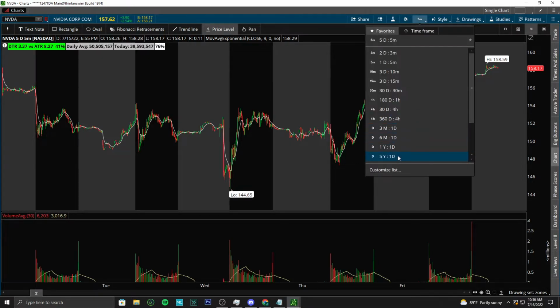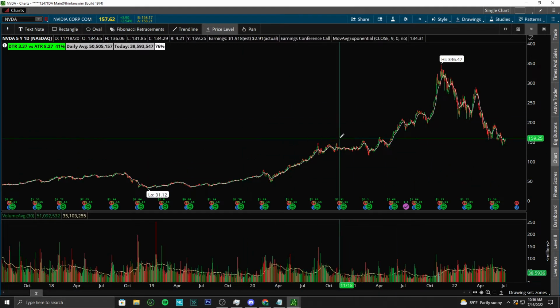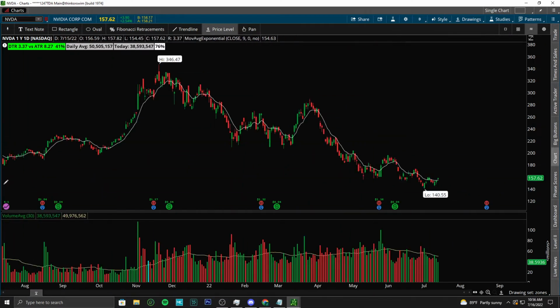But let's start over on the 5-year daily. Again, I'm backing out to the 5-year daily because if I just back out to this year's daily, I won't be able to see the far left of my screen, and that's where a majority of the information I'm about to grab is coming from.